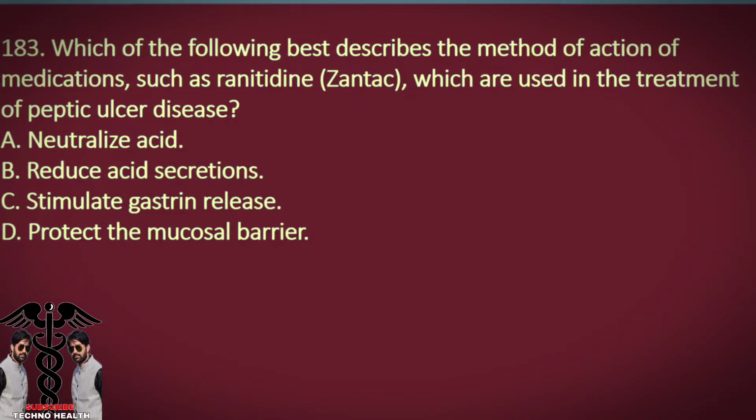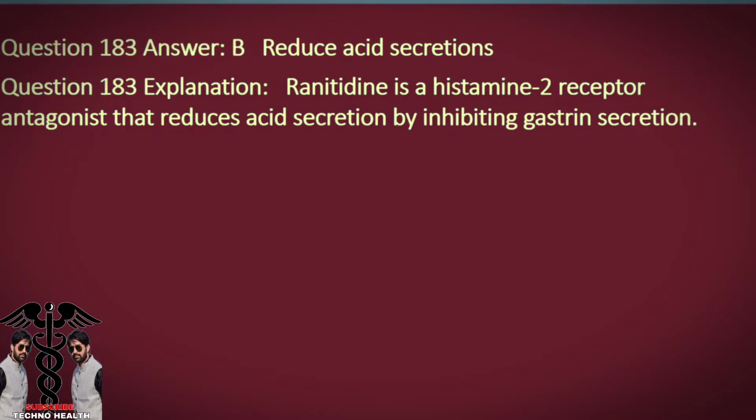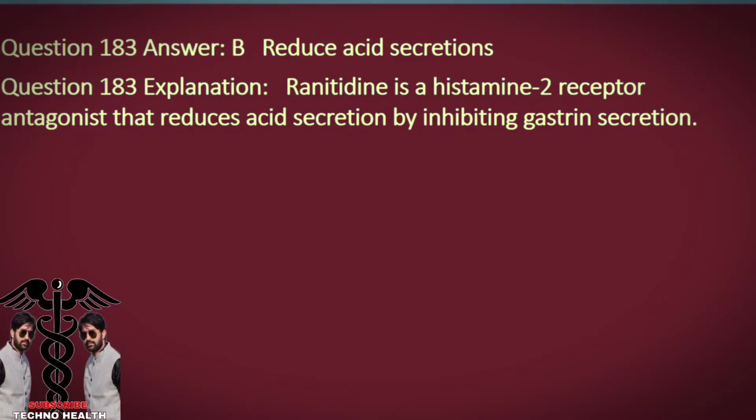Question 183. Which of the following best describes the method of action of medications, such as ranitidine, Zantac, which are used in the treatment of peptic ulcer disease? A. Neutralize acid. B. Reduce acid secretions. C. Stimulate gastrin release. D. Protect the mucosal barrier. Answer: B. Reduce acid secretions. Explanation: Ranitidine is a histamine 2 receptor antagonist that reduces acid secretion by inhibiting gastrin secretion.